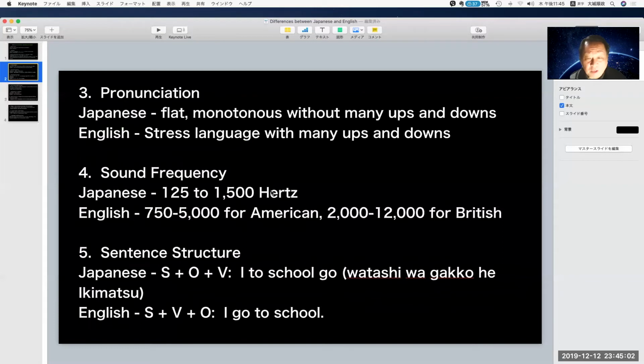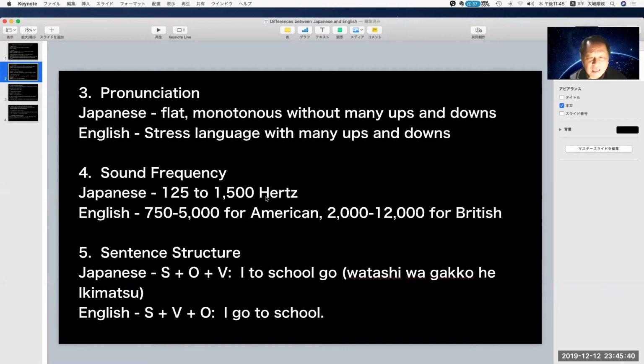The next, third difference is pronunciation. The Japanese, for example, I go to school. If I say I go to school, 私は学校に行きます。私は学校に行きます。It's flat, monotonous, without many ups and downs. On the other hand, English, you have to stress. I go to school. I go to school. That's why you stress the school. That's why English is considered a stress language with many ups and downs.